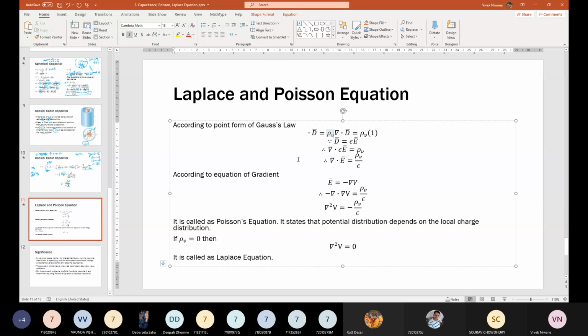One moment, please. Some little problem with the slide.